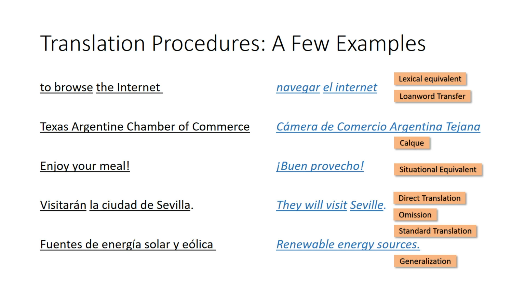And then finally, another source text unit in Spanish, fuentes de energía solar y eólica. If I translated that as renewable energy sources, some of these specific notions are disappearing. I didn't say solar and wind energy. I sort of compressed those into renewables. And so that is what's known as a generalization. So again, what I'm trying to show is we're going from source text translation unit to target text equivalent, and we're applying very specific translation procedures. The more procedures you know, the more tools you have, the more problems you can fix.